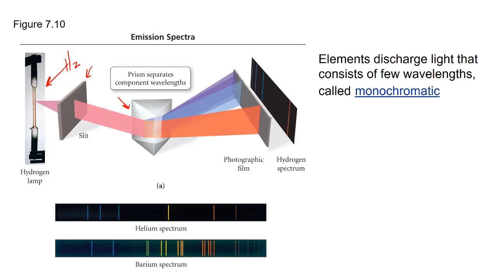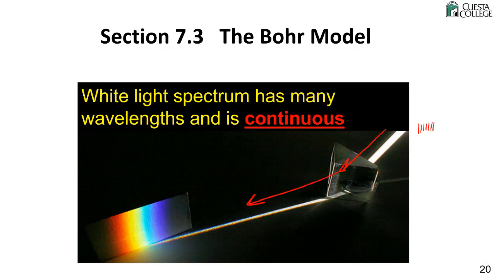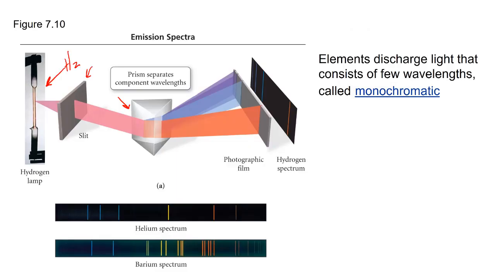Instead of seeing a continuous spectrum like was seen in the white light system, when there was just a single element shining through the prism, there were only individual wavelengths of light. It wasn't a continuous spectrum. This is called a monochromatic spectrum, and it was really strange. And it was different for different elements. At the bottom of the screen, there's a helium spectrum and a barium spectrum. And each individual element has its own fingerprint of wavelengths of light that seem to be emitted when they're excited in a lamp, such as shown in the diagram above.